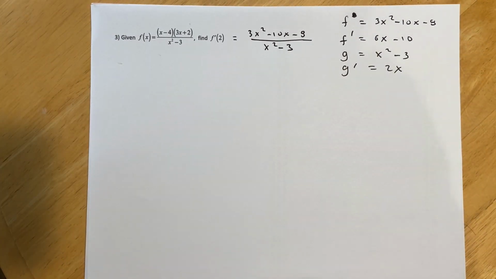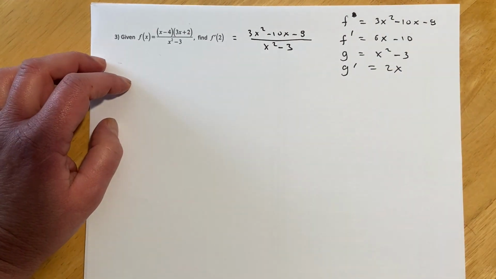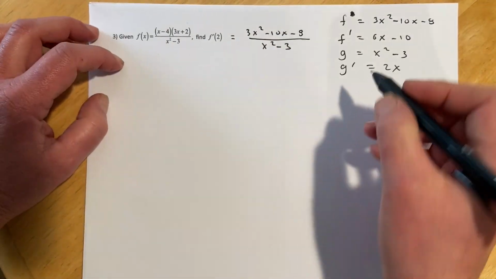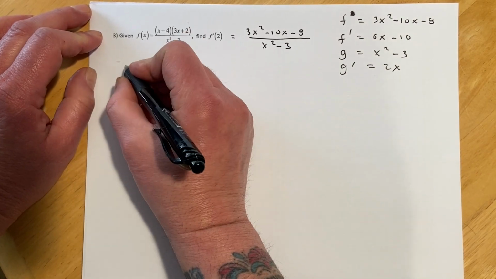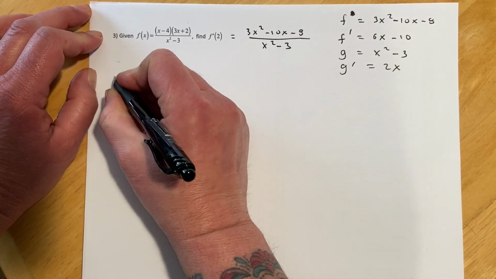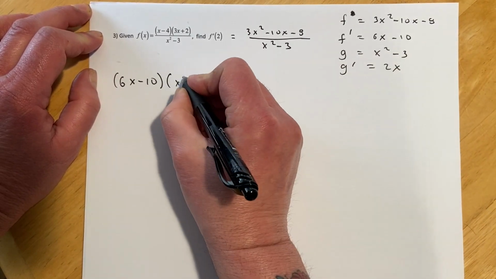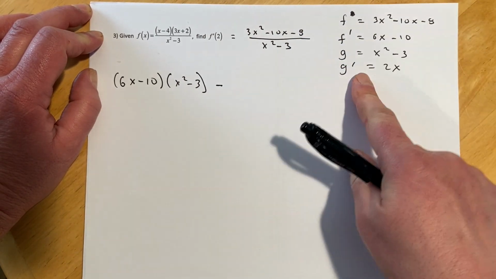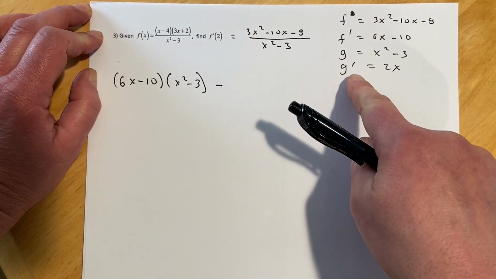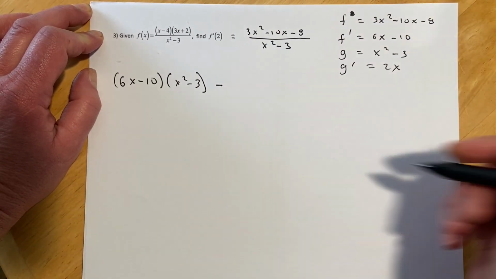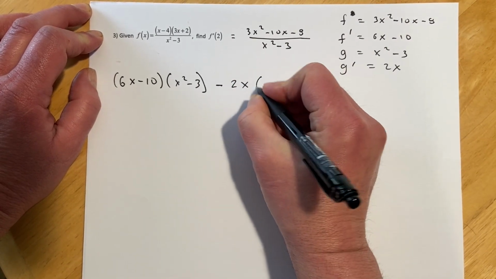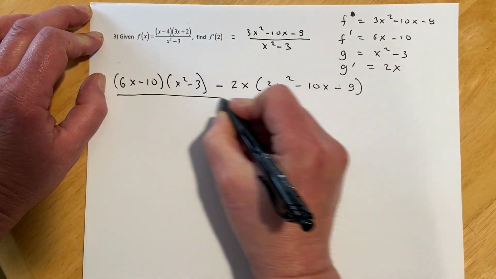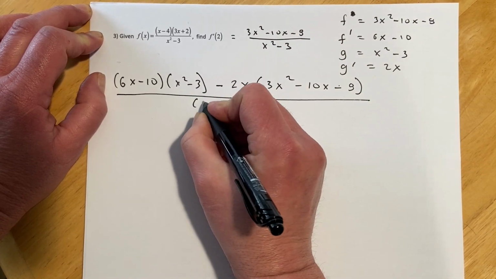And then we're just going to chunk all those into our quotient rule. And that was this guy right back here. So we go f prime times g. So that will be 6x minus 10, and then times g is x squared minus 3, and then minus f times g prime. Again, I'm going to write that in the other order just because that's often the easier way to multiply. So 2x, 3x squared minus 10x minus 8. And then all of that is over that denominator squared.